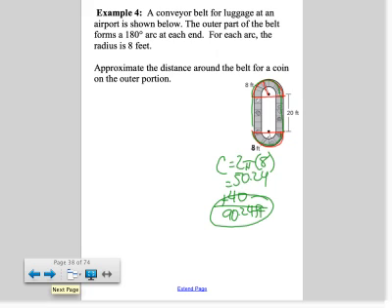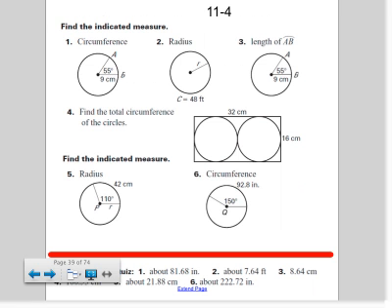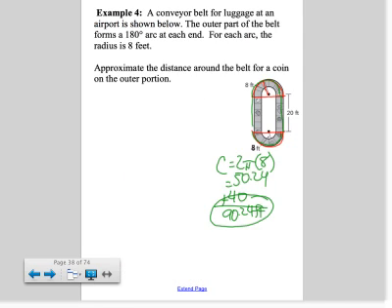So it's more of an application type problem involving circumference. Again, you'll see that that's the end of the notes here. Any questions you have on circumference and or arc length, have them ready to go first thing tomorrow, and we'll go from there.